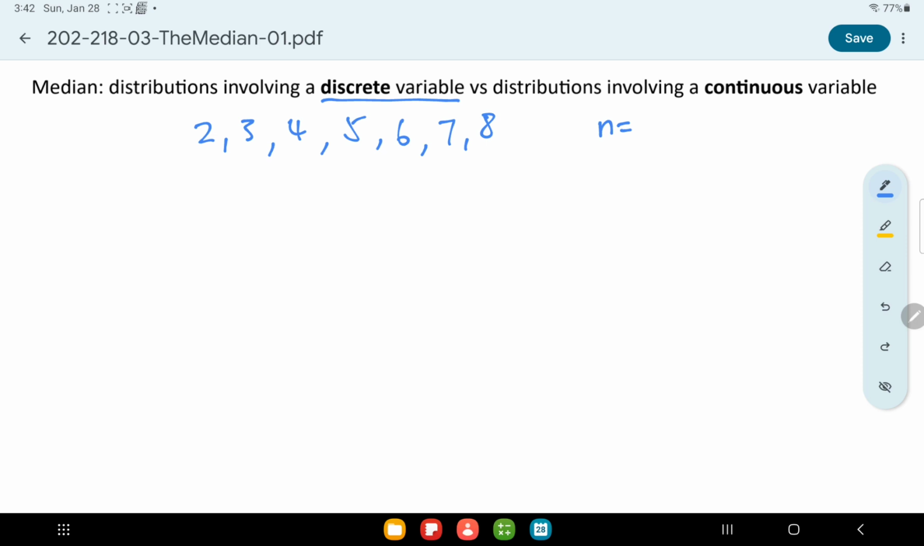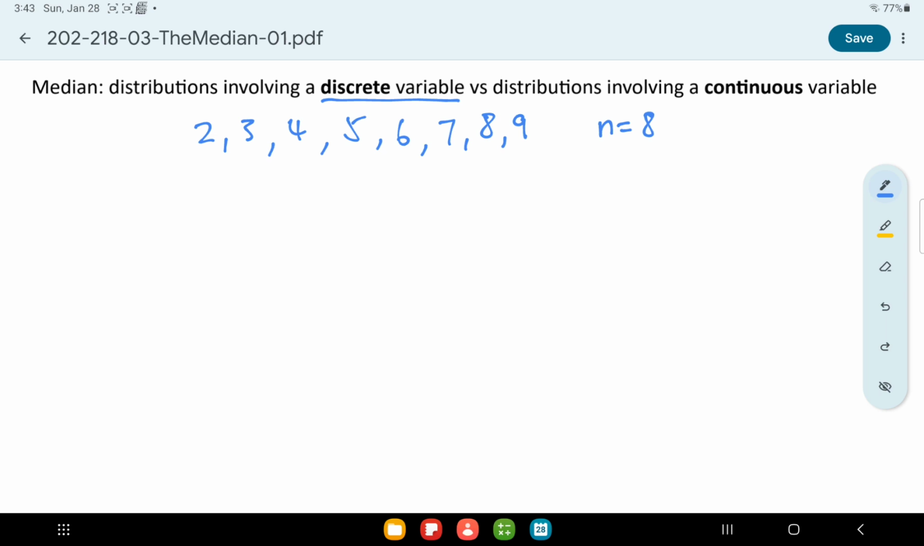And naturally, you should be wondering, how exactly do we determine what the median is for distributions involving an even number of numbers? Let's just take this as an example. We keep the same numbers and we add 1 more, rendering this distribution now not having 7 numbers but 8 numbers. N equals 8.